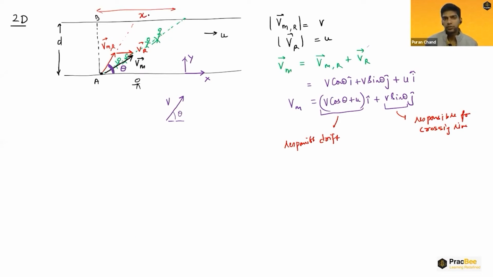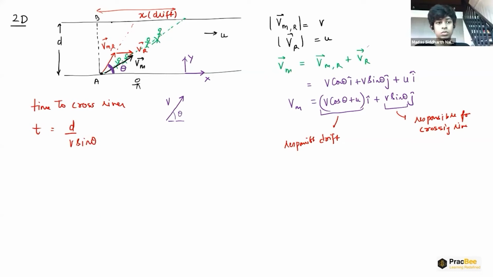Okay, so this is your drift. The x component of velocity will be responsible for drift, and the y component will be responsible for crossing the river, right? So if you want to find the time to cross the river, say t, it will be the width divided by the velocity in that particular direction, that is v sin theta. Is it clear?